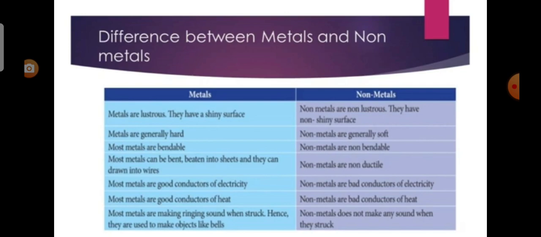Most metals are good conductors of electricity. Non-metals are bad conductors of electricity. Most metals are good conductors of heat. Non-metals are bad conductors of heat. Most metals make a ringing sound when struck. Hence they are used to make objects like bells. Non-metals do not make any sound when they are struck.